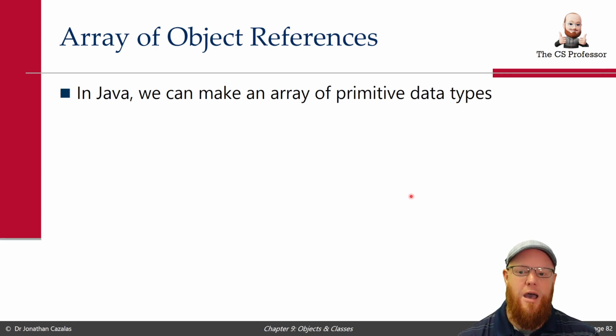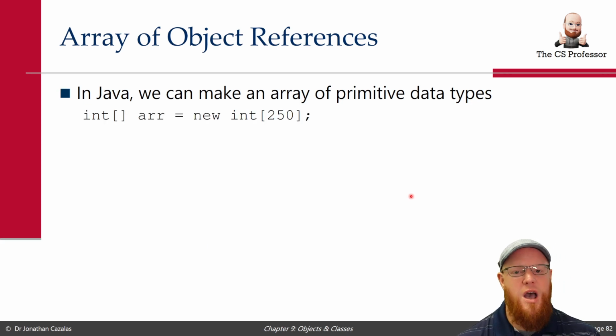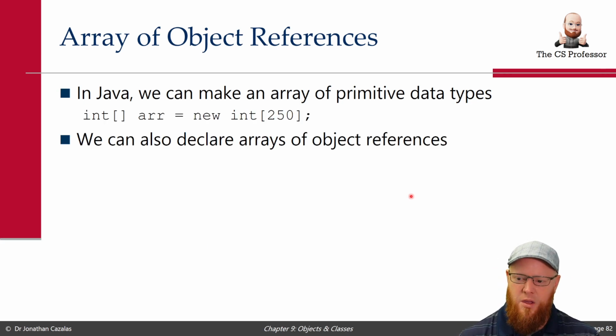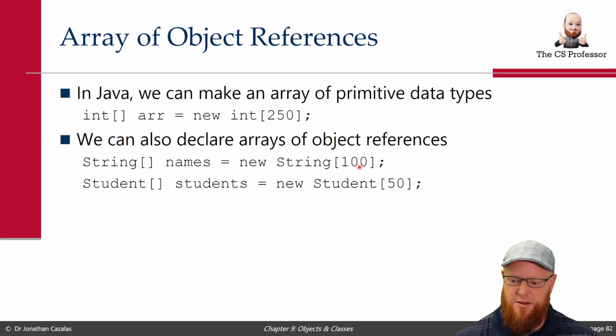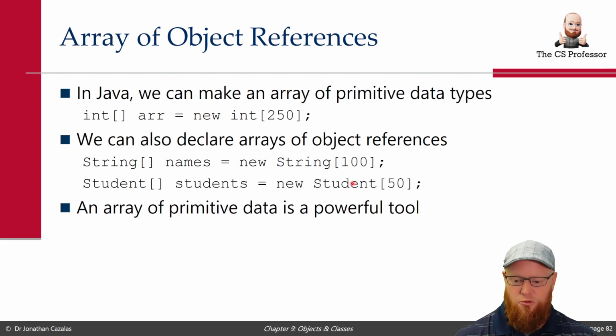Final thing is an array of objects, or better, more clearly stated, an array of object references. In Java, we can make an array of primitives. We've seen that. We can even declare an array of objects. We've seen an array of strings. That's really an array of objects. But in fact, it's called an array of object references because every index of this array really points to a string object. We can also make an array of students, an array of student references.